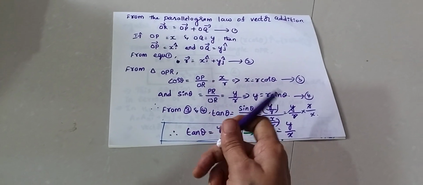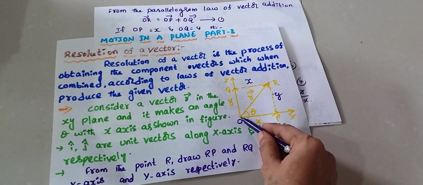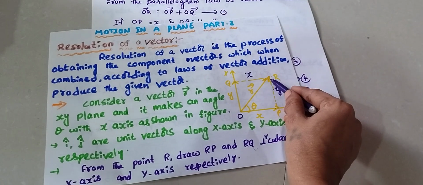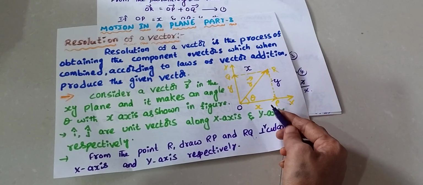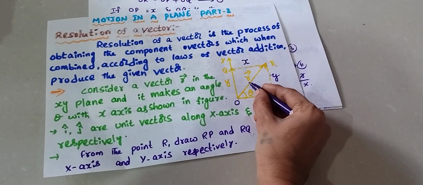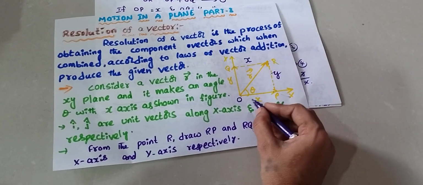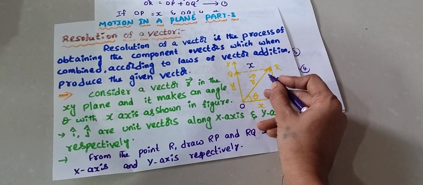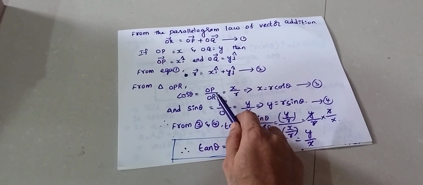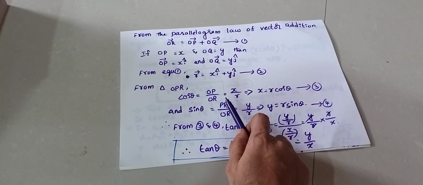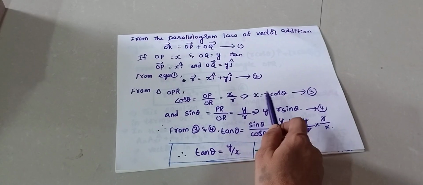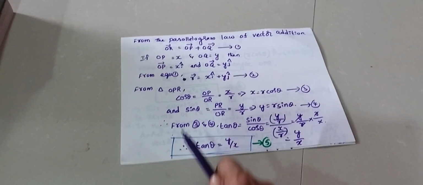From triangle OPR as shown in the figure, cos theta is equal to, what is the formula for cos theta? Adjacent side by hypotenuse. The adjacent side is OP and the hypotenuse is OR. OP is x, OR is r. That is why x is equal to r cos theta.